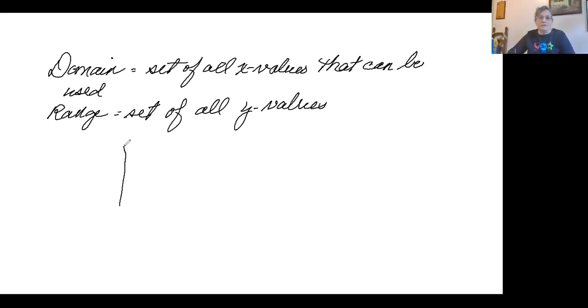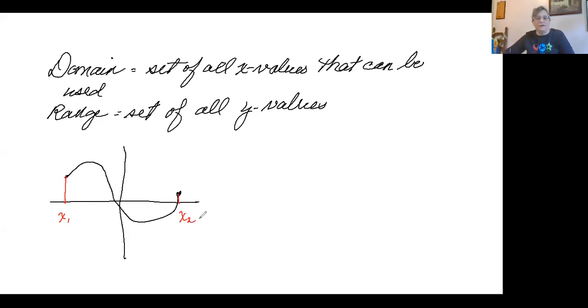So if we have a graph, let's say that starts here and it goes to here, and this should not go straight up, of course. The domain is going to start with the x value that's farthest to the left. We'll just call this x1, and run to the x value that's farthest to the right.